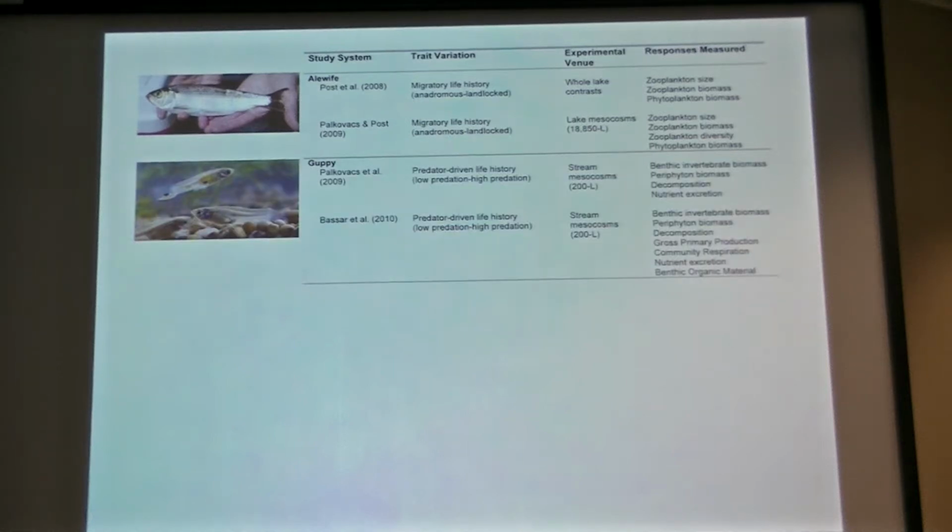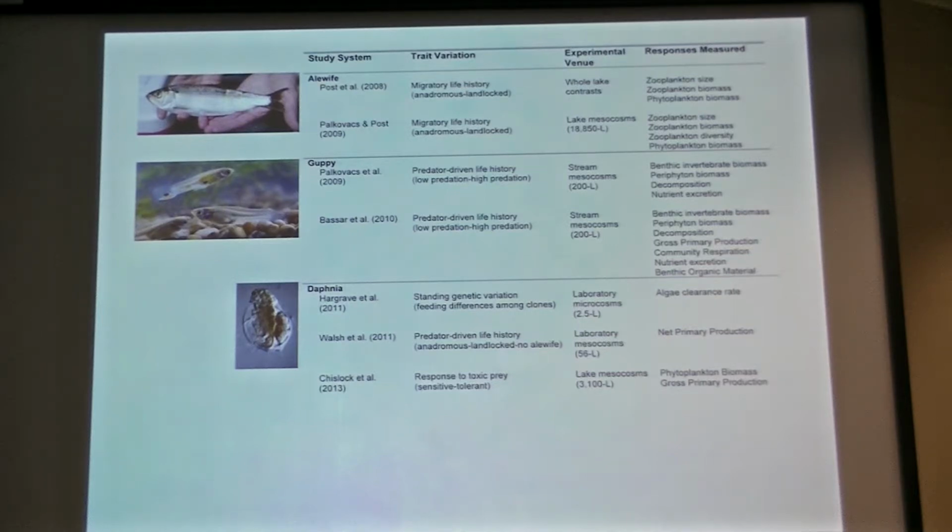This Post et al. study was essentially the similar suite of response variables, but instead of being measured in mesocosms, these were measured in the actual lakes themselves. We have the guppy experiment, so we have my experiment, right, where we measured benthic invertebrates, periphyton decomposition, nutrient excretion. The Bassar experiment came out relatively soon after my experiment and measured the response variables that we measured plus a suite of additional ecosystem level response variables. And of course, there's more of these coming also.